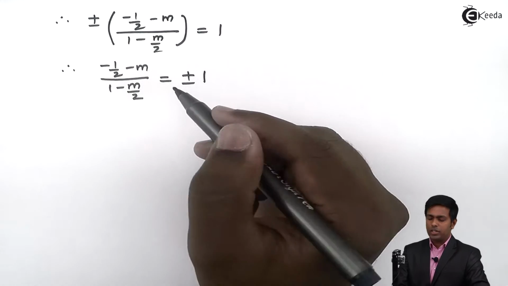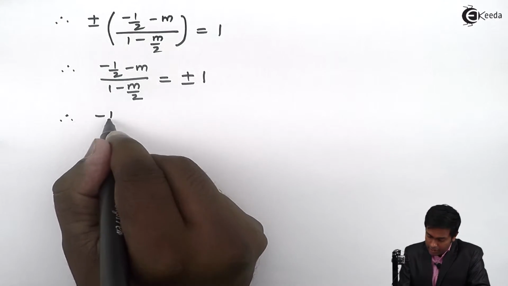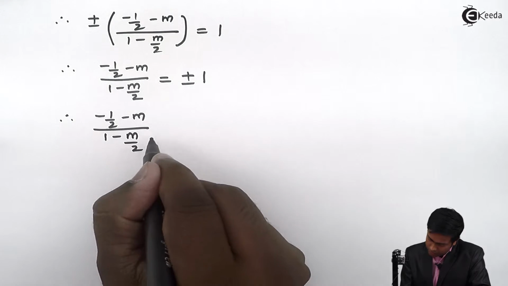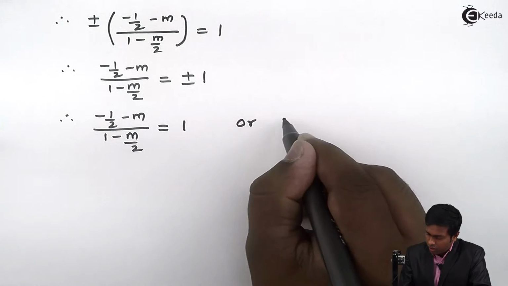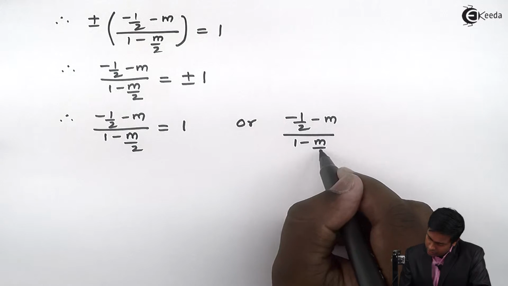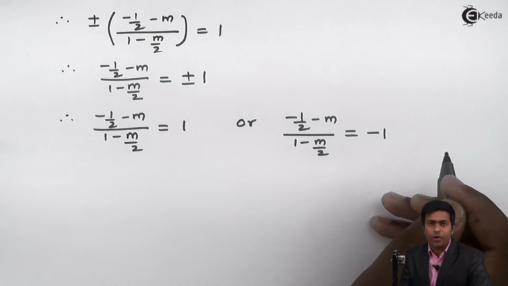So once we'll get positive and once we'll get the negative one. So here I'll say minus half minus m upon 1 minus m by 2 is equal to 1, or minus half minus m upon 1 minus m by 2 is equal to negative 1. So let's solve this to find out the value of m.